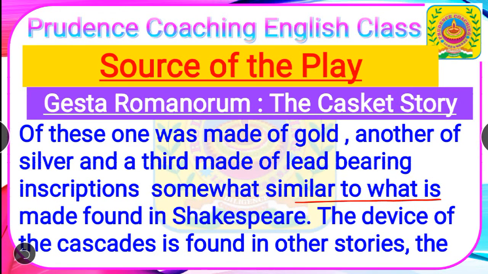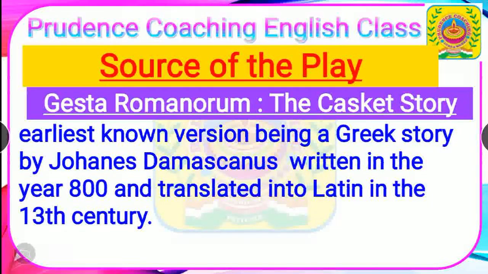The device of the caskets is found in other stories, the earliest known version being a Greek story by John Damascene, written in the year 800 and translated into Latin in the 13th century. Now students, we have finished this source. Now I would like to tell you another interesting resource that you should know.